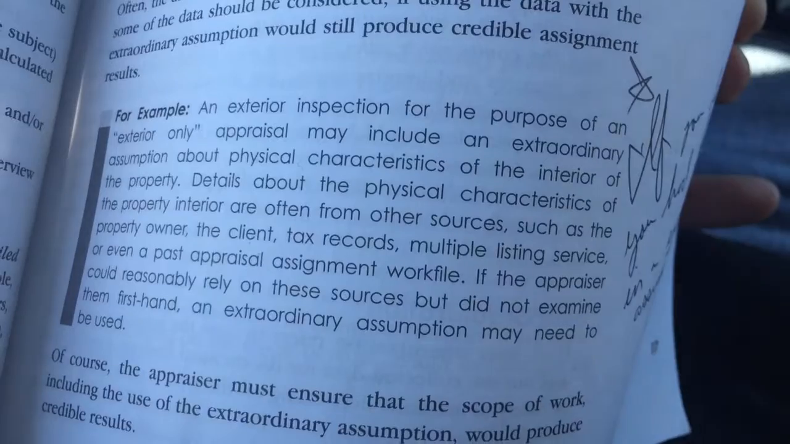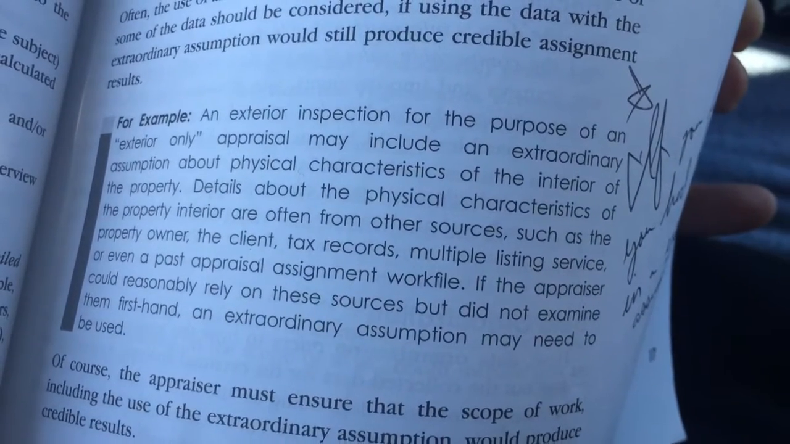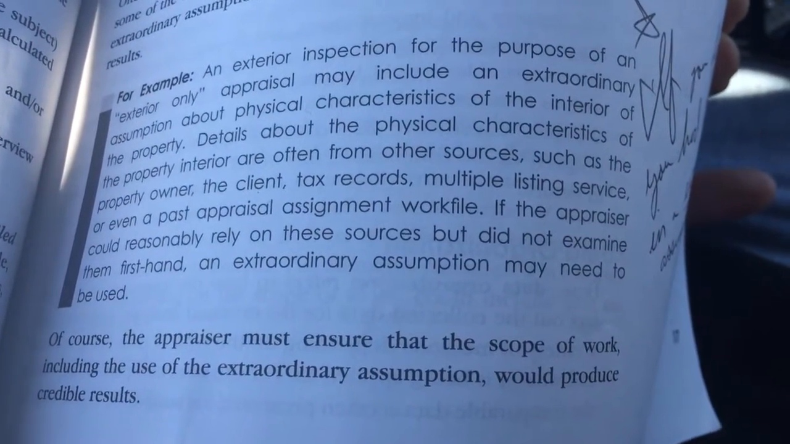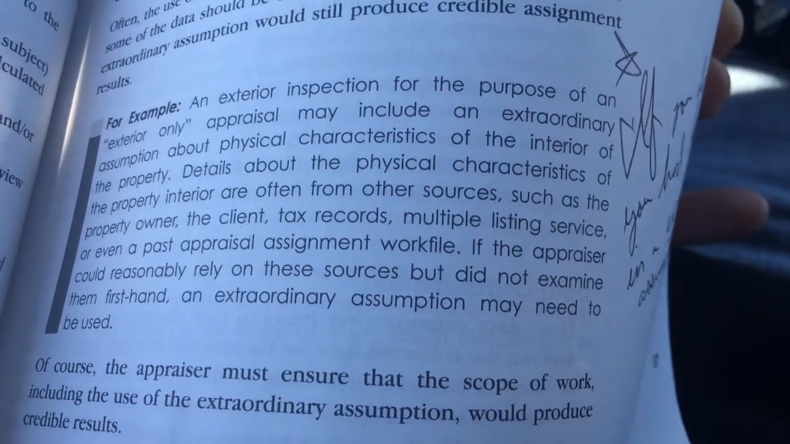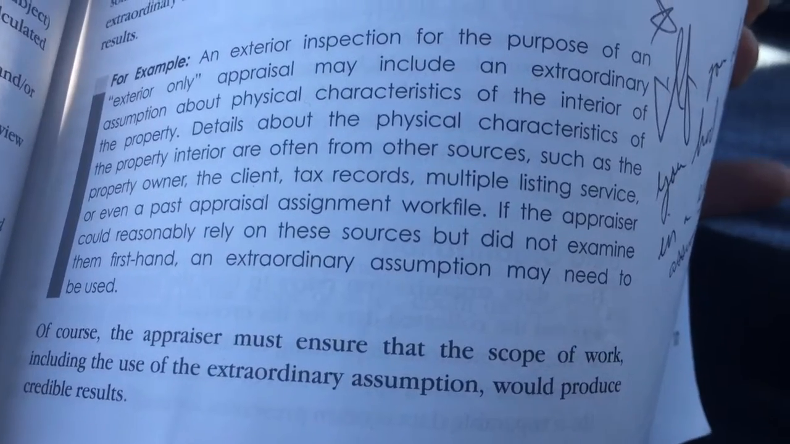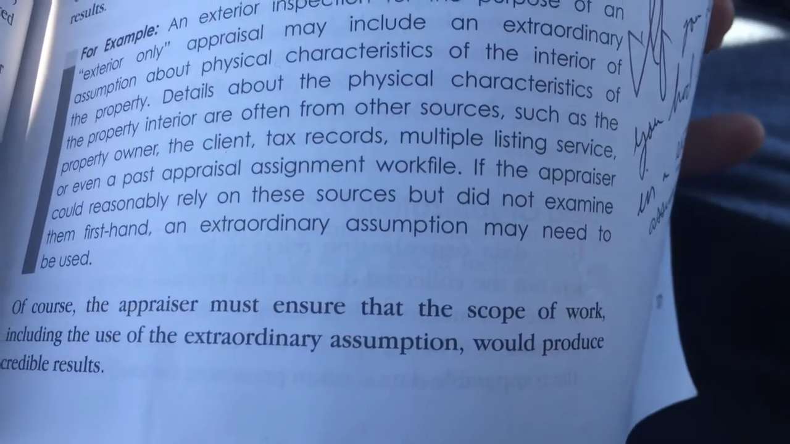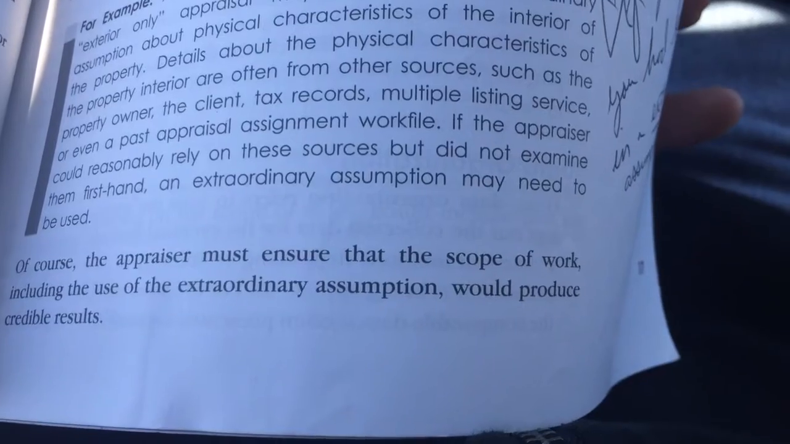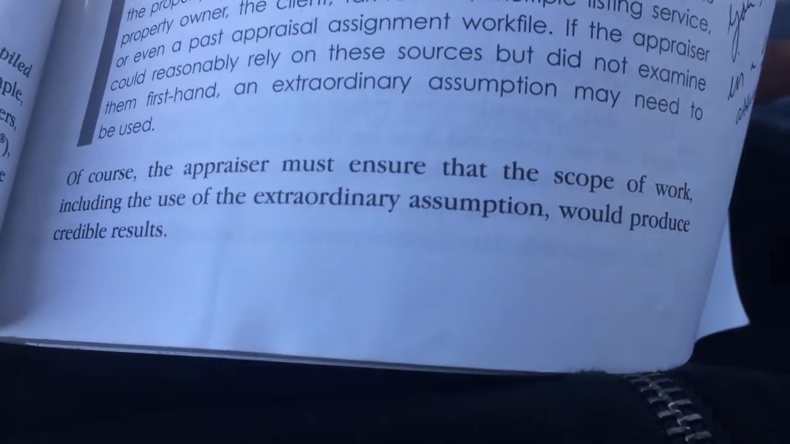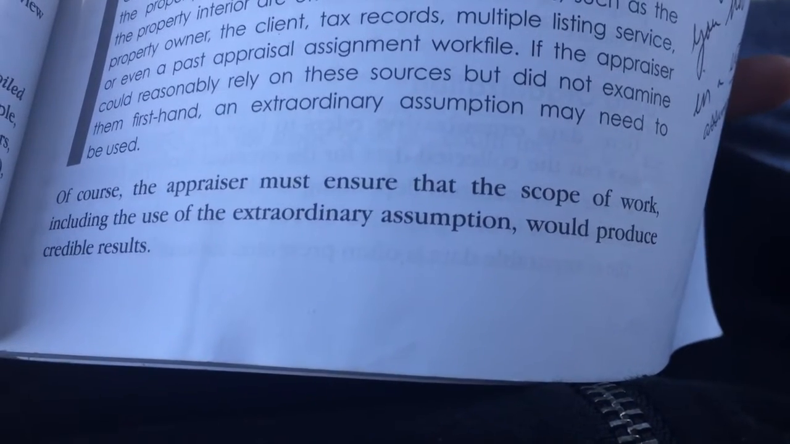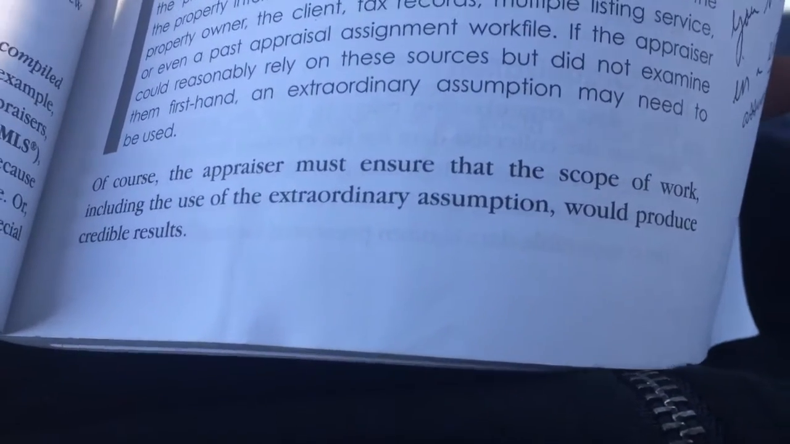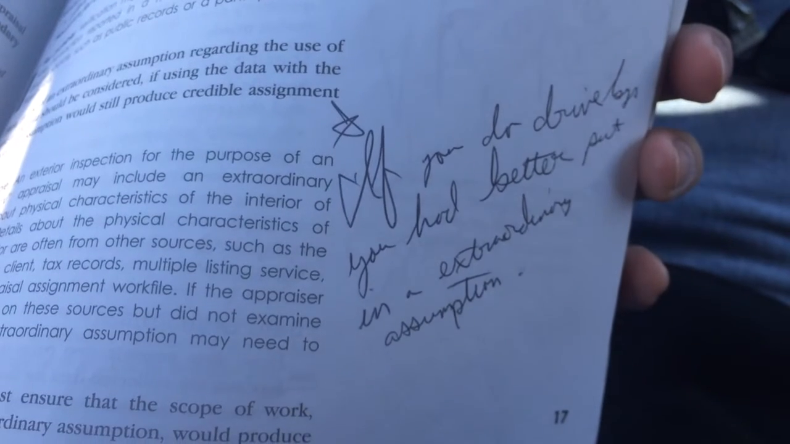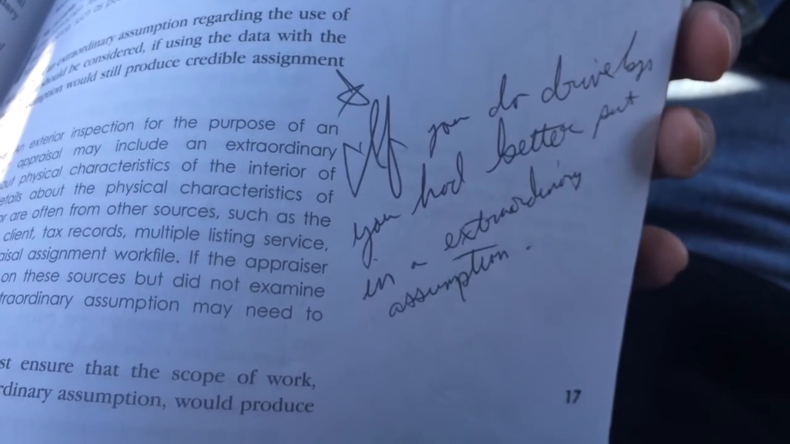Details about the physical characteristics of the property interior are often from other sources, such as the property owner, the client, tax records, multiple listing service, or even a past appraisal assignment work file. If the appraiser could reasonably rely on these sources but not examine them firsthand, an extraordinary assumption may need to be used. Of course, the appraiser must ensure that the scope of work, including the use of the extraordinary assumption, would produce credible results. Extra note: if you do drive-bys, you had better put in an extraordinary assumption.